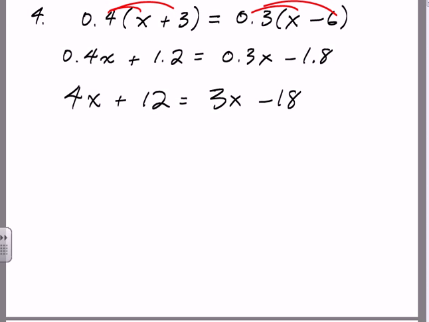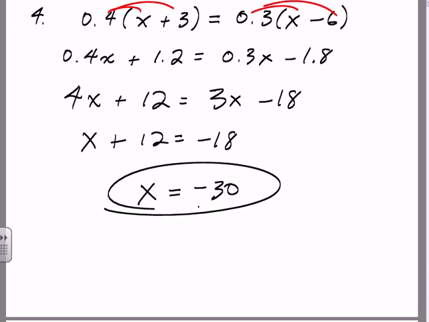Ooh, does that look nicer? Subtract 3x from both sides. Leaves us 1x over here. It disappears on this side. Subtract 12 from both sides. We end up with x equals a negative 30.